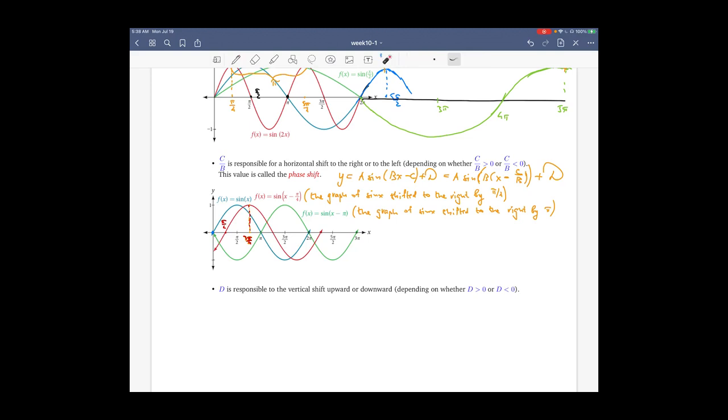The green curve is the blue curve shifted to the right by pi. So the blue curve attains its maximum at pi over 2. So the green curve will attain its maximum at pi over 2 plus pi, which is 3 pi over 2, and so on. Interestingly, the green curve also passes through the origin. That is because sine of 0 minus pi, which is sine of negative pi, also is 0.